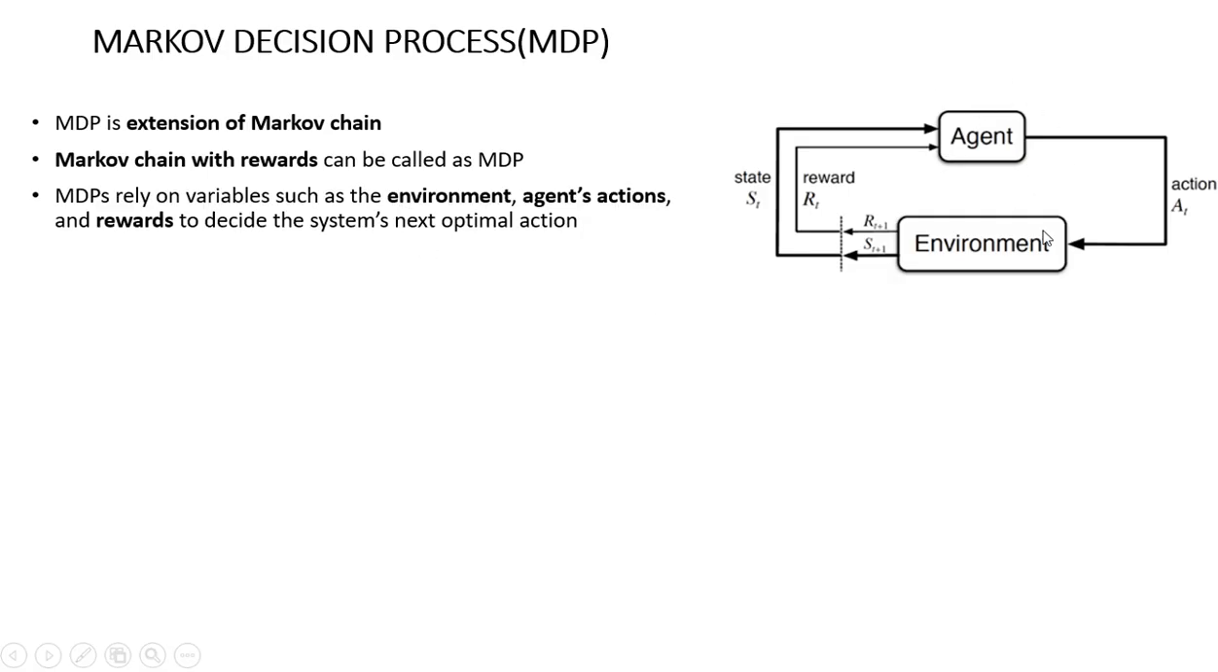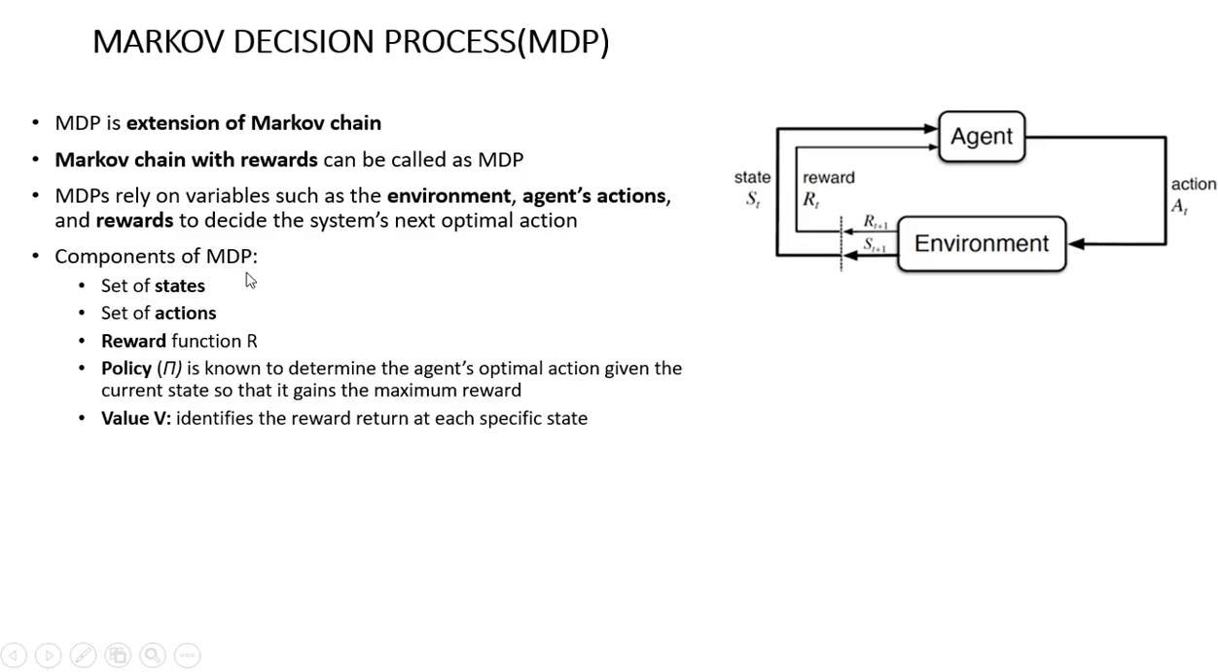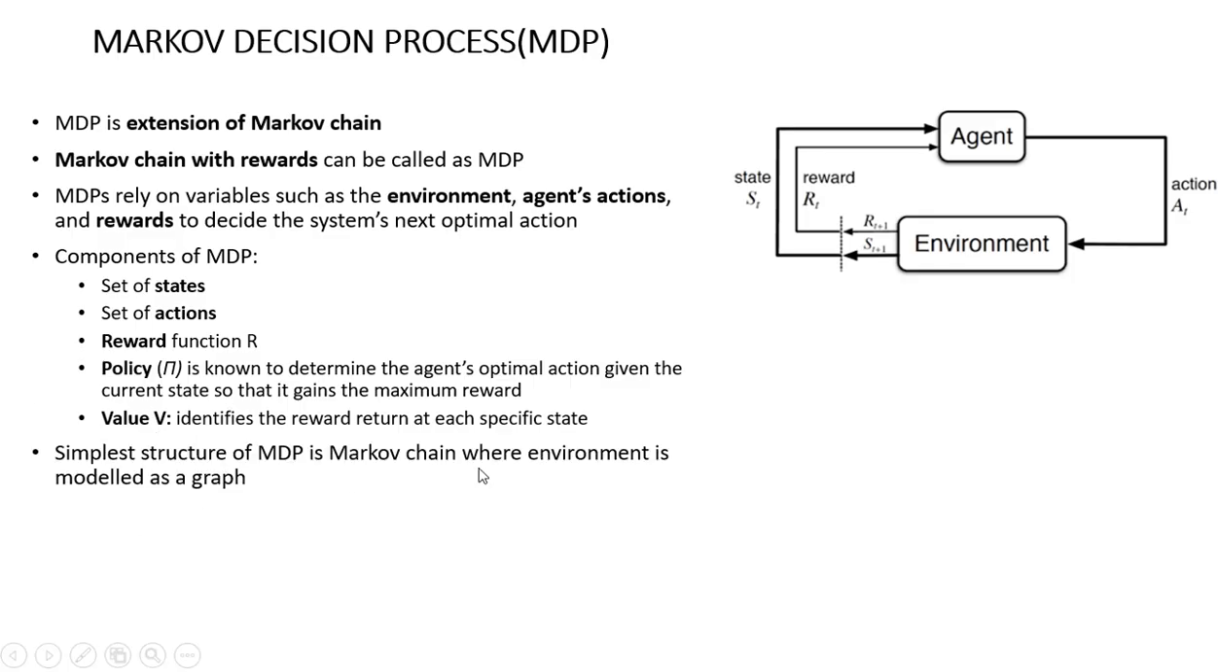So we have here an agent and environment. MDP relies on the environment. It depends upon the actions taken by the agent and it depends upon the rewards. So these are the components of MDP. You have a set of states, a set of actions, a reward function R, and a policy pi, which we learned in the last session, which is nothing but the action taken by the agent so as to get the maximum reward, right? And value V basically identifies the reward returned at each specific state. So what is the reward returned at a specific state? That is called value V.